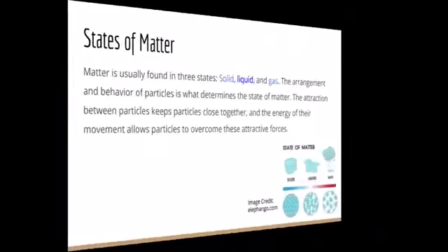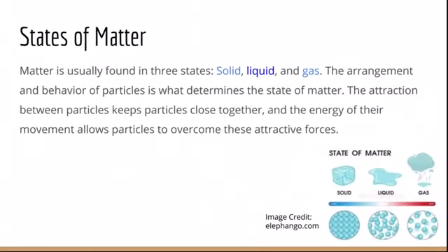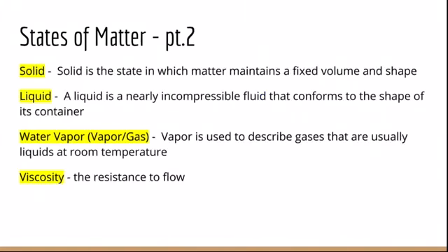States of matter. Matter is usually found in 3 states: solid, liquid, and gas. The arrangement and behavior of particles is what determines the state of matter. The attraction between particles keeps particles close together, and the energy of the movement allows particles to overcome these attractive forces. Solid is a state in which matter maintains a fixed volume and shape.